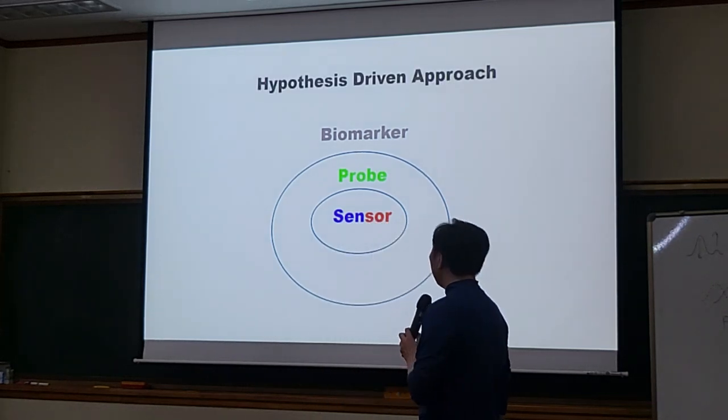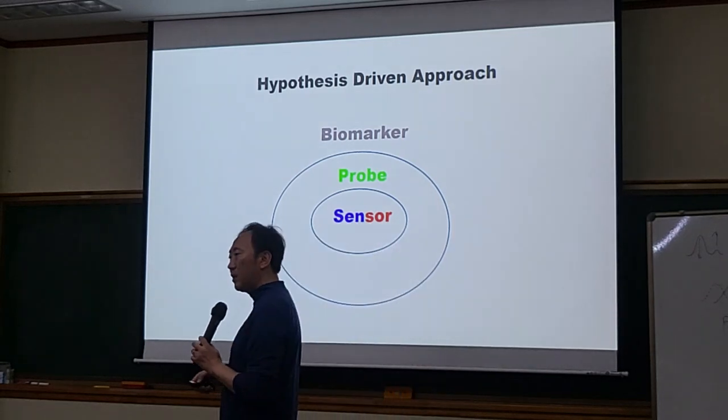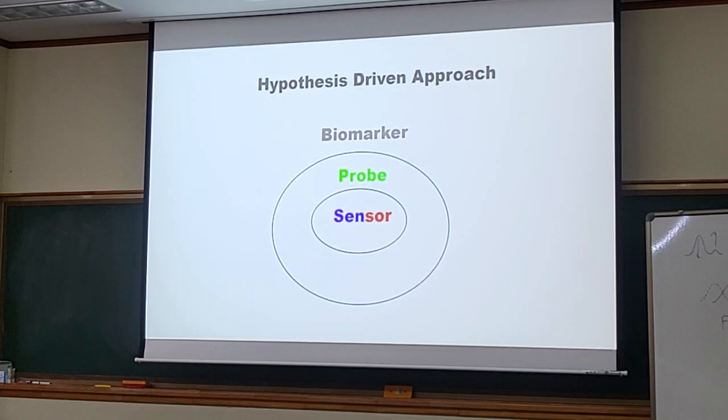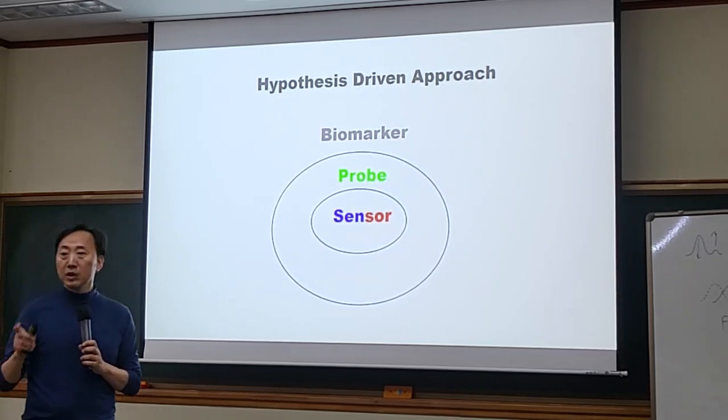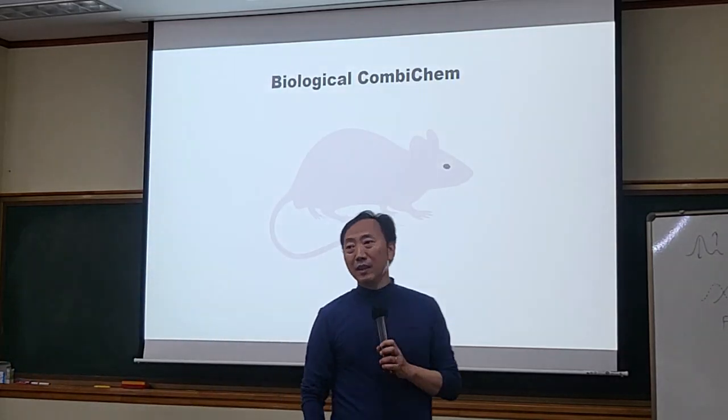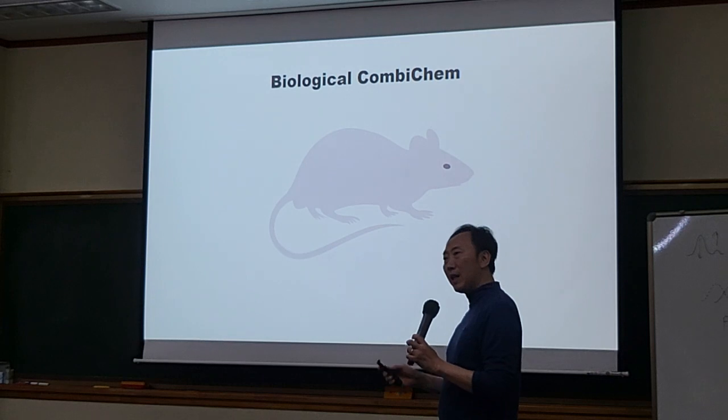So in this case, people say hypothesis-driven approach. I want to develop a probe for B-cell specific. Then you need to have a hypothesis. That hypothesis means most likely I know what the biomarker of B cells is. That biomarker gives you the hypothesis. Even though you have that biomarker, still the design of those specific probes is not easy.